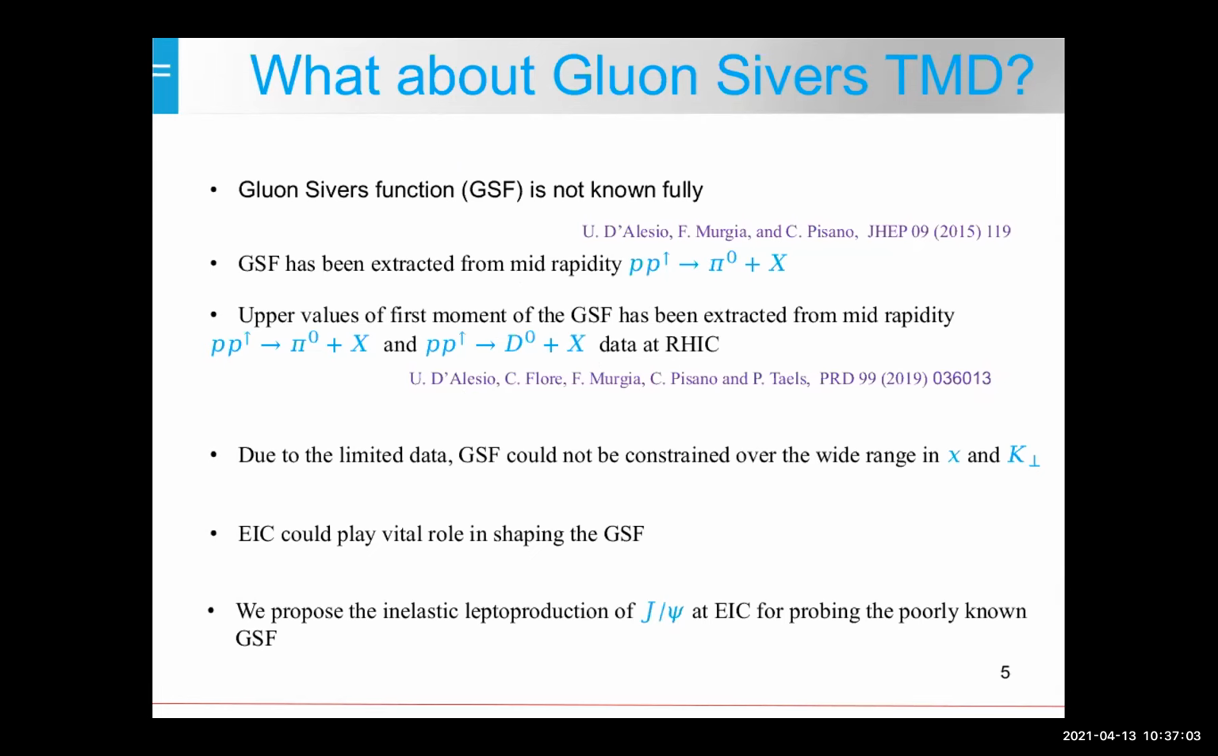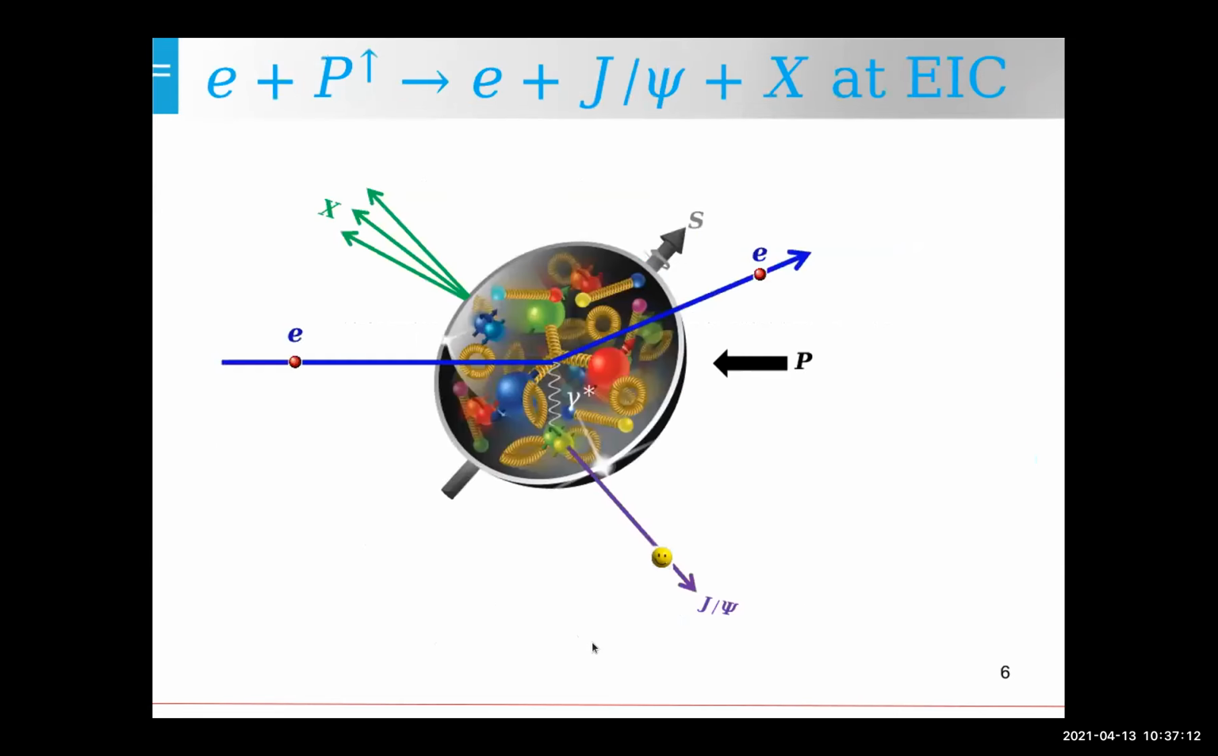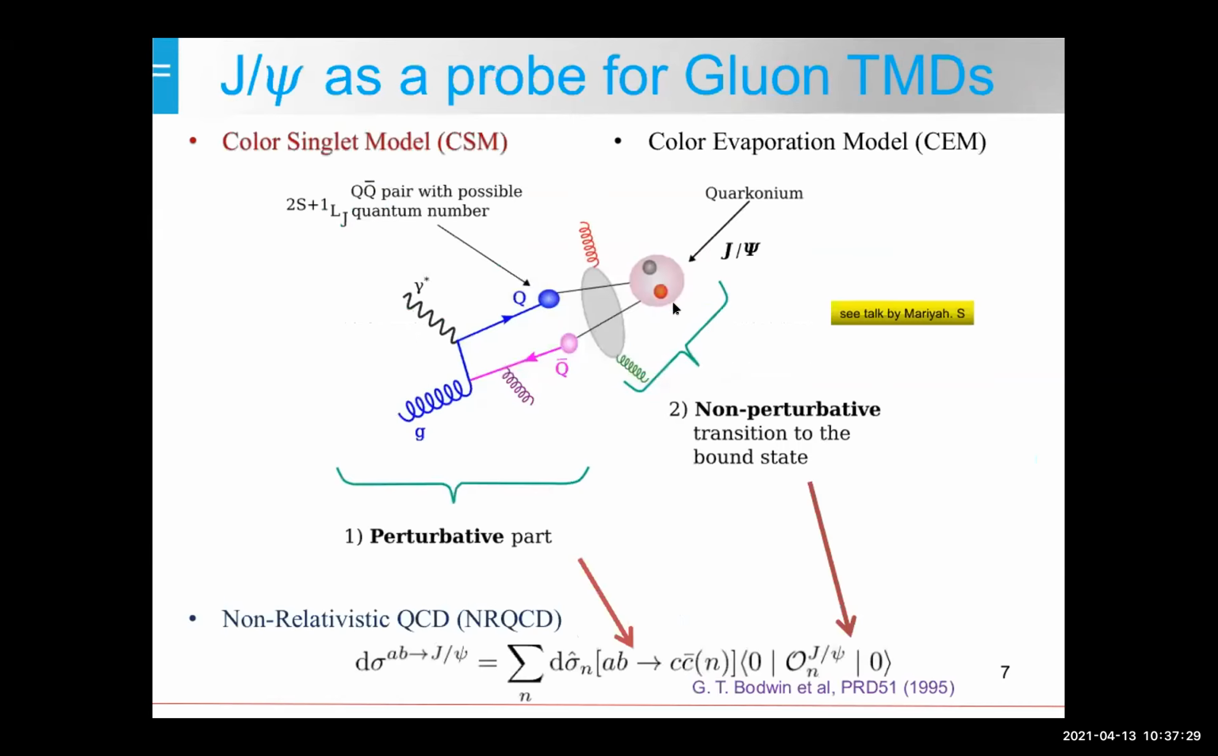In order to advance our understanding of the gluon-Sivers function, we propose the inelastic leptoproduction of J/psi at the EIC for probing this gluon-Sivers function. At the EIC, energetic electrons are bombarded on a polarized proton. The radiated virtual photon from the initial lepton will interact with the constituent of the proton to produce the final state J/psi along with the scattered electron. At the EIC, J/psi production has been advertised for probing the gluon TMD since its discovery.